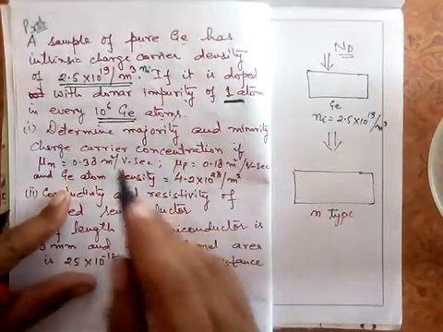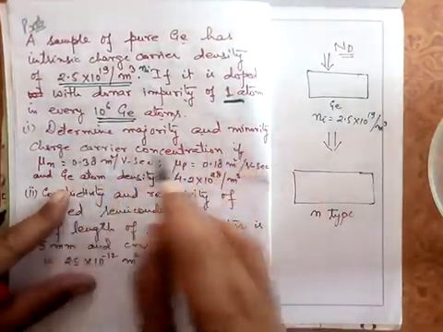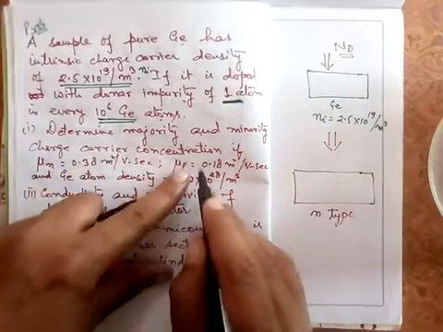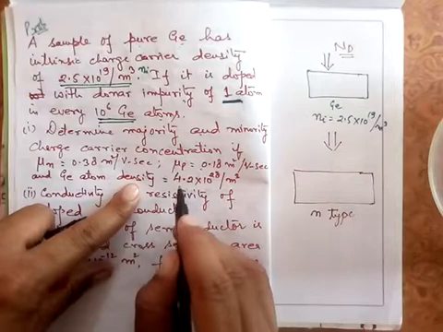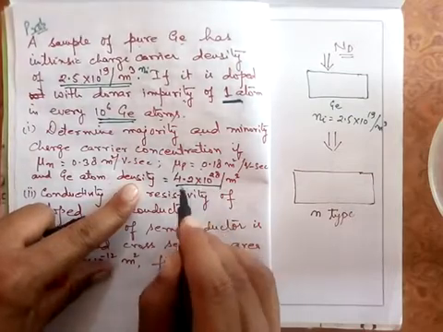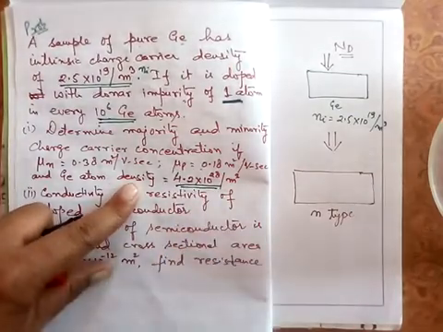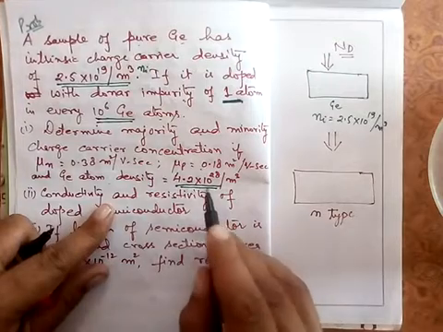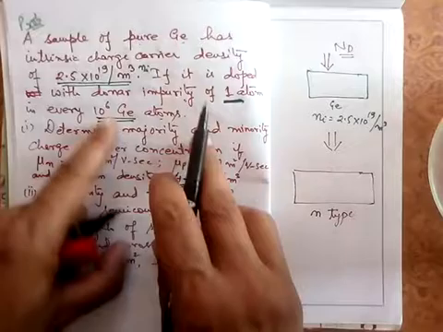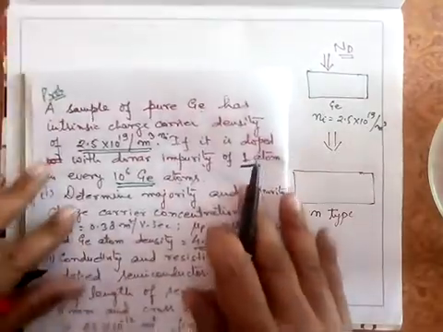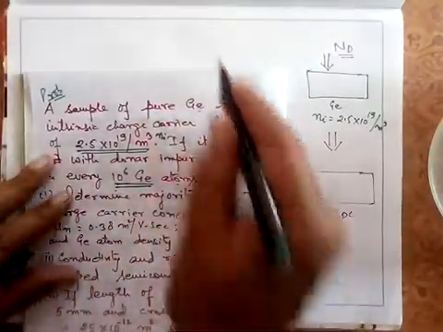First part is this. Determine the majority and minority charge carriers if mu n is this much, mu p is this much, and the germanium density is this much. Look at this now. So I have to find the value of Nd in one atom. I'll use the unitary method, a simpler problem. So look at this Nd.